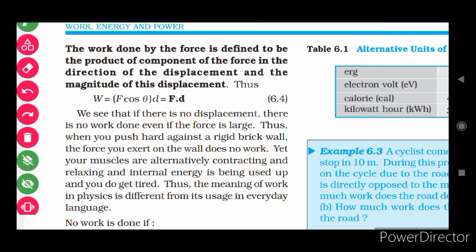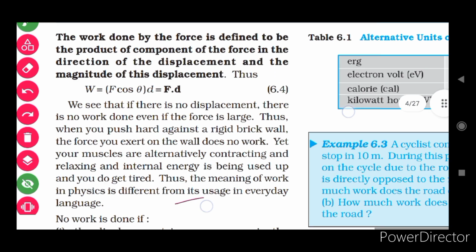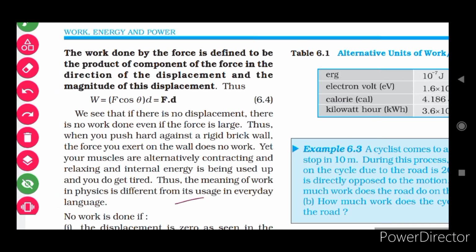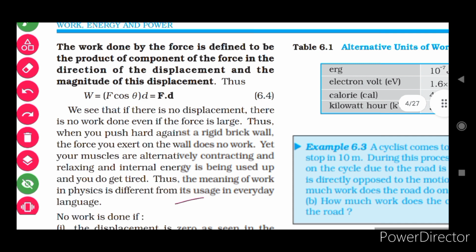Now we see that if there is no displacement, there is no work done, even if the force is large. Very clearly, if the displacement is zero, how much will the work be? Work will be zero. You can apply as much force as you like, but if there is no displacement, there is no work done. A very simple example is pushing a wall. You can apply a large amount of force, but it will not move. The displacement is zero, so the work done on the wall by you is zero.